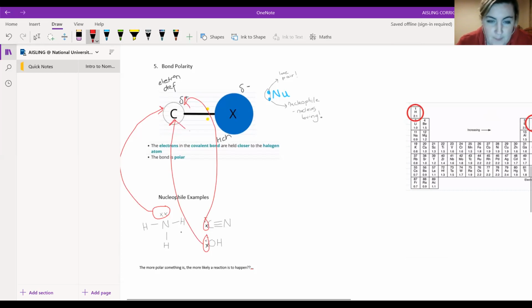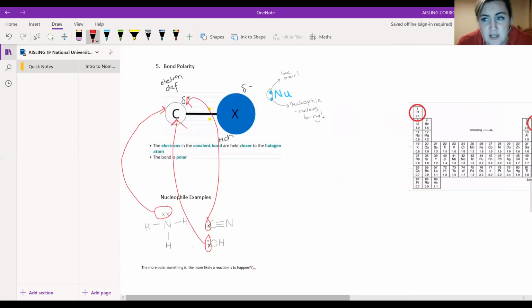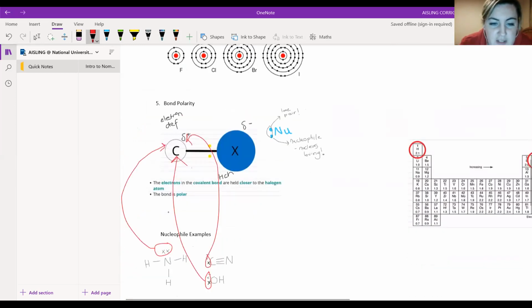Talking about the trends, carbon to fluorine, very electronegative, huge difference there. Fluorine is really hogging the electrons in this case. And it is true to say that the more polar the bond, the bigger the electronegativity difference, the more likely these nucleophiles will attack it. So the more polar, the more electron deficient the carbon, the more likely for it to be attacked by these nucleophiles.